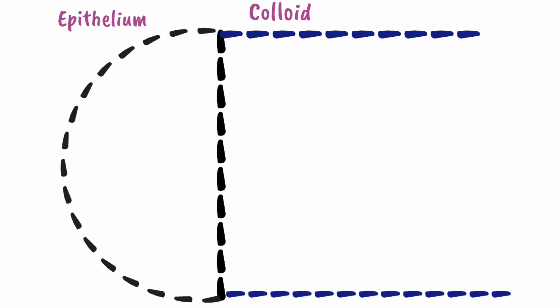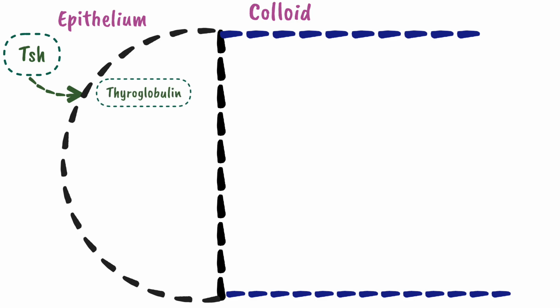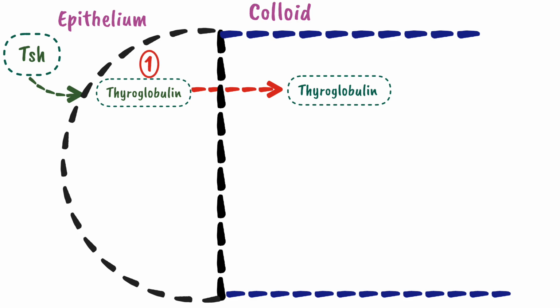The synthesis of a thyroid hormone is stimulated by TSH. The TSH will act on the follicular cell, and the follicular cell in response to the TSH will produce thyroglobulin. Thyroglobulin is a protein which primarily consists of the amino acid tyrosine. It is produced by the follicular cell, will be packaged and extruded into the follicular lumen. So the synthesis of thyroglobulin is the first step in the synthesis of a thyroid hormone.